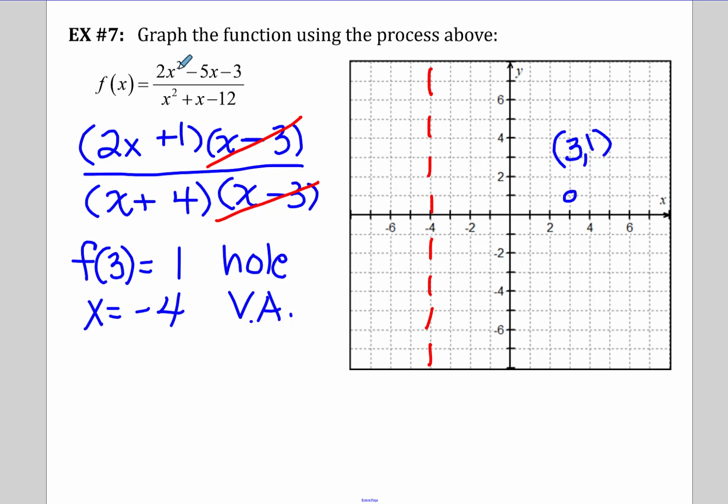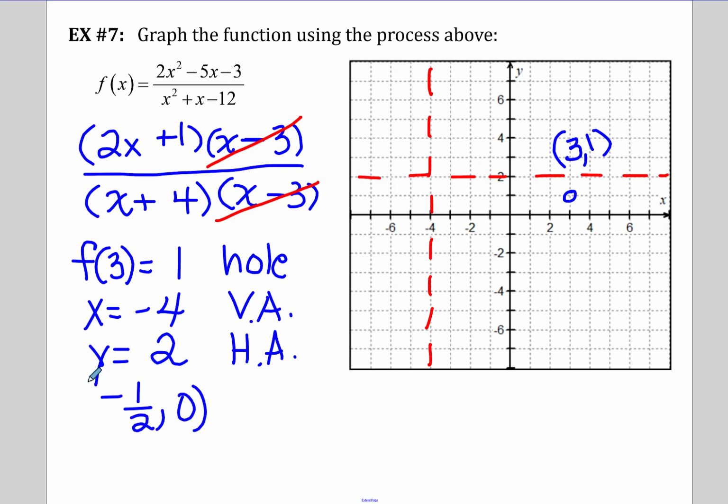Okay, negative 4. If we compare, the powers are the same in the top and the bottom. So y equals 2 over 1 is our horizontal asymptote. You can draw that in. Setting the numerator equal to 0, we would have negative 1/2, 0 for the x-intercept. Plugging 0 into the function, we have 1/4 as our y-intercept.